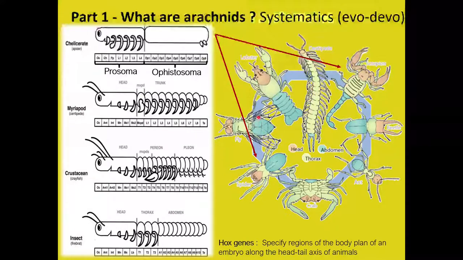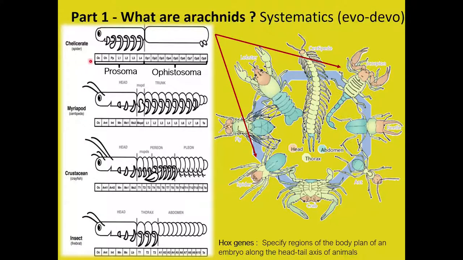For some anatomy, here are insects, crustaceans, and arachnids. As you can see, the colored parts are parallel, about the same in each of those animals. But you can see the corresponding body parts. So the head, which is fused with the rest of the thorax in arachnids, and this is schematized in these pictures.